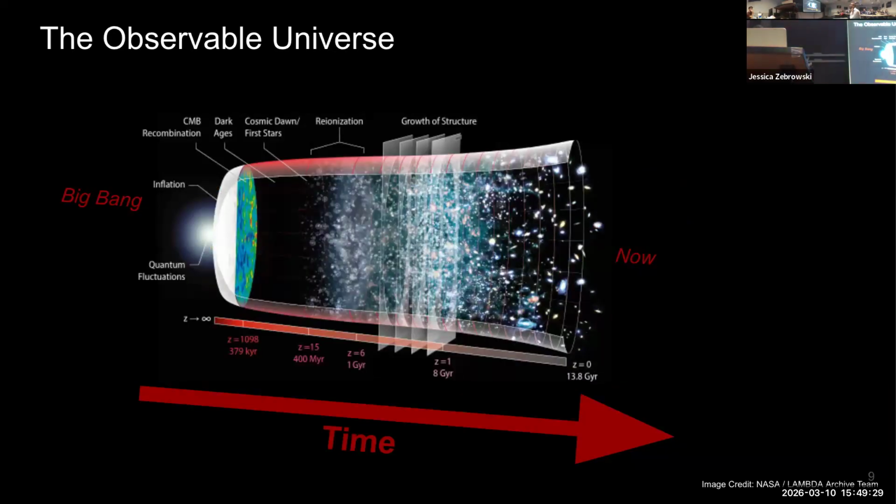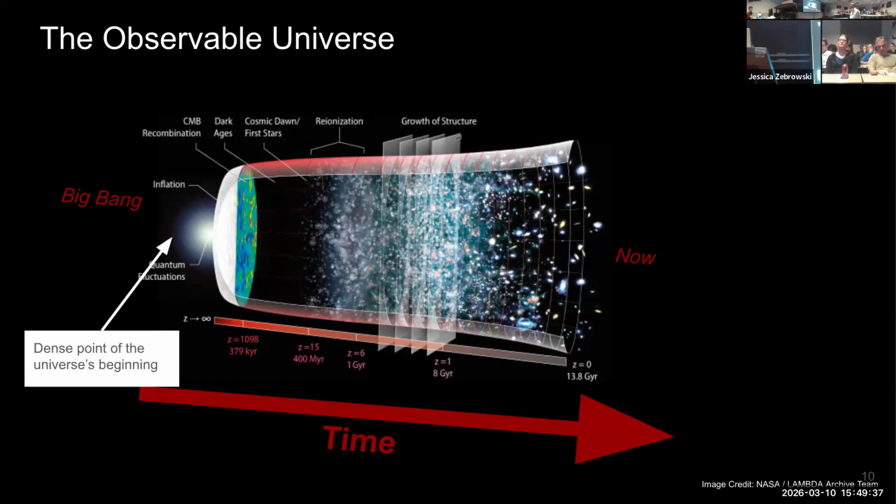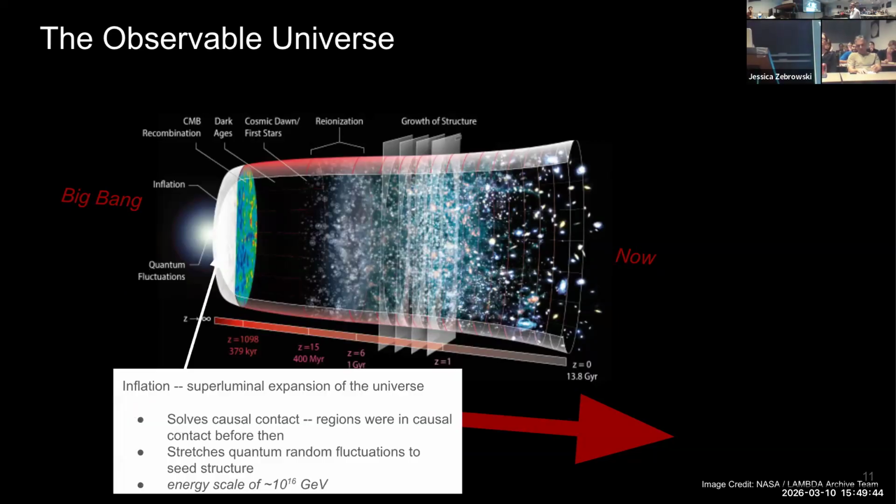So let's start by going through, this is the free space on your bingo card, right? Going through a history of the observable universe. So on the left here, we have the Big Bang, the hot, dense point of the universe beginning. And right after that, we have inflation, this superluminal expansion of the universe, a faster than the speed of light expansion of the universe.